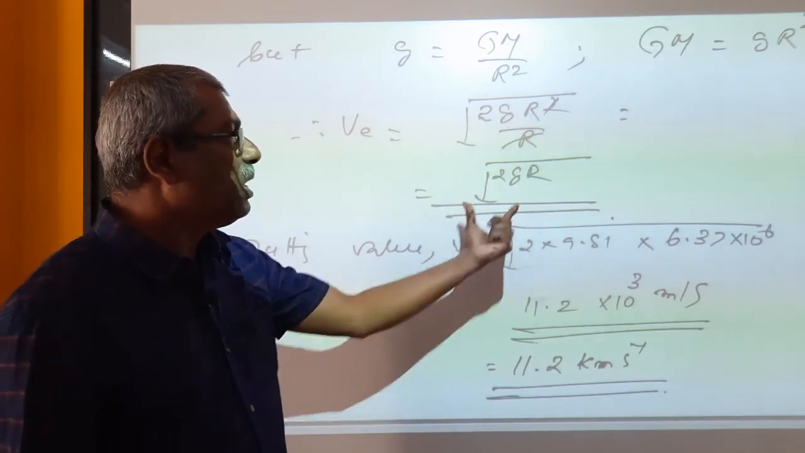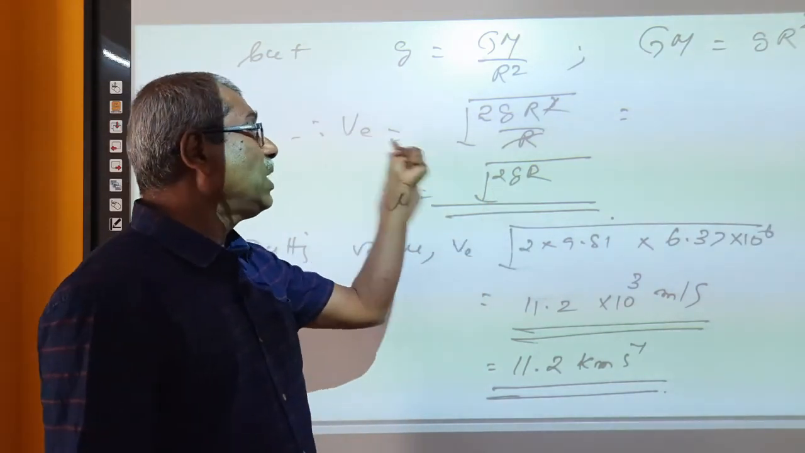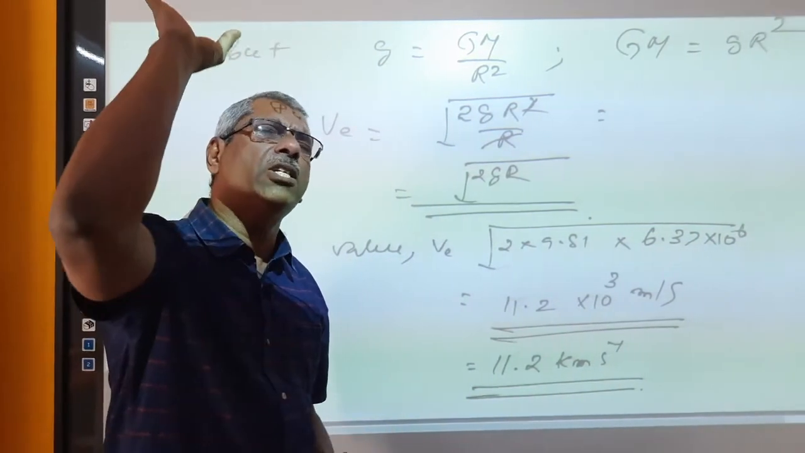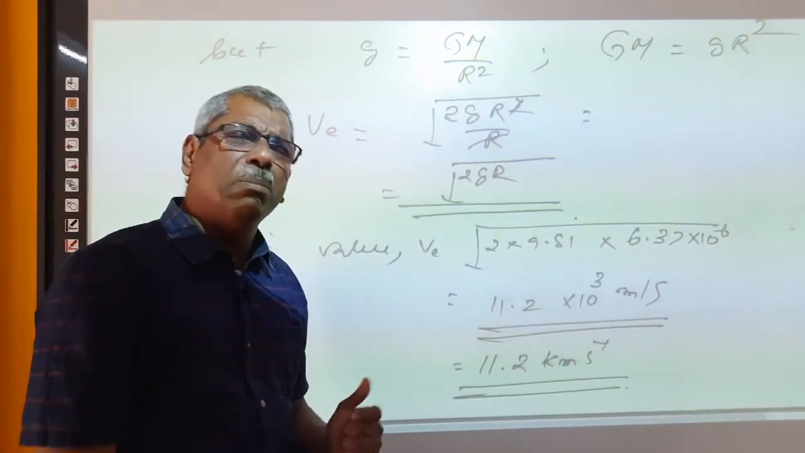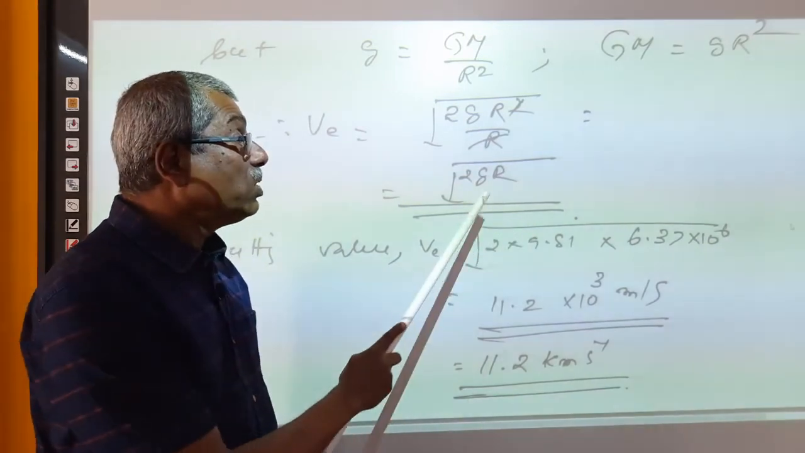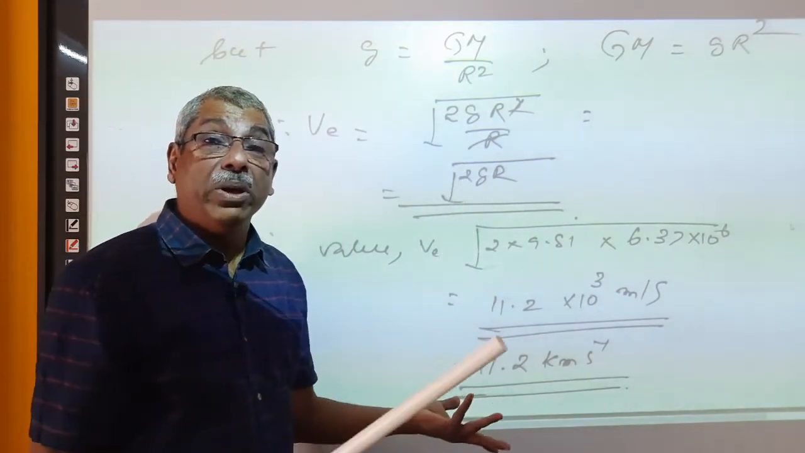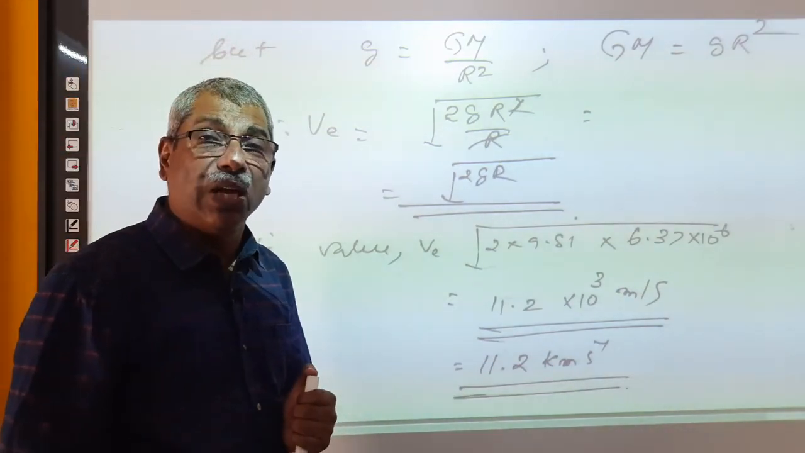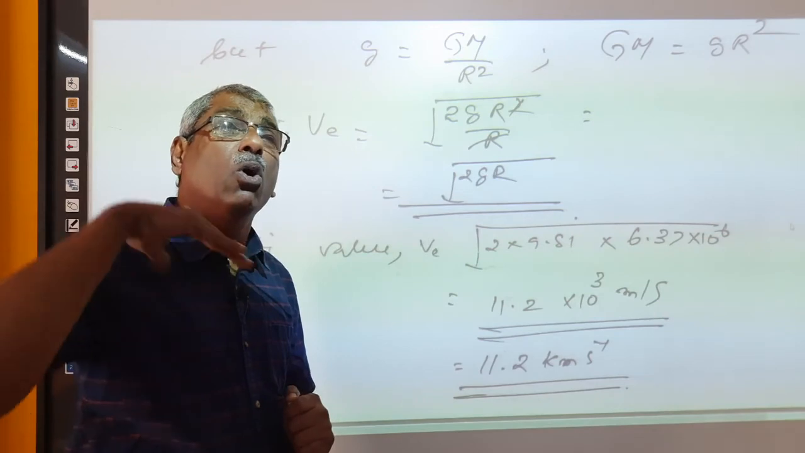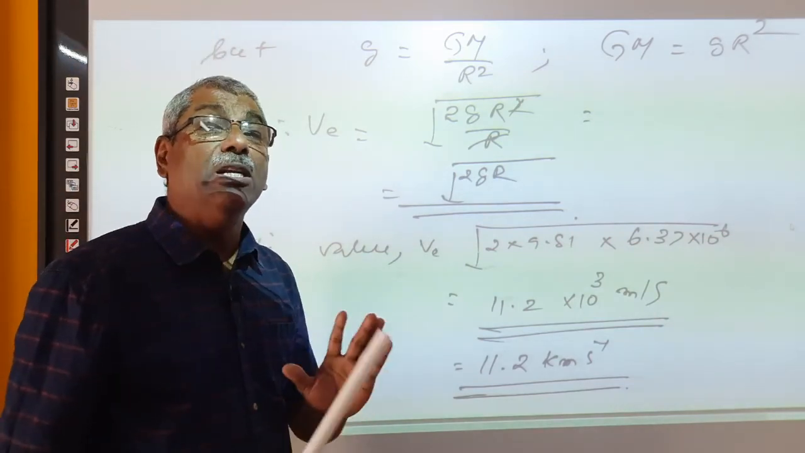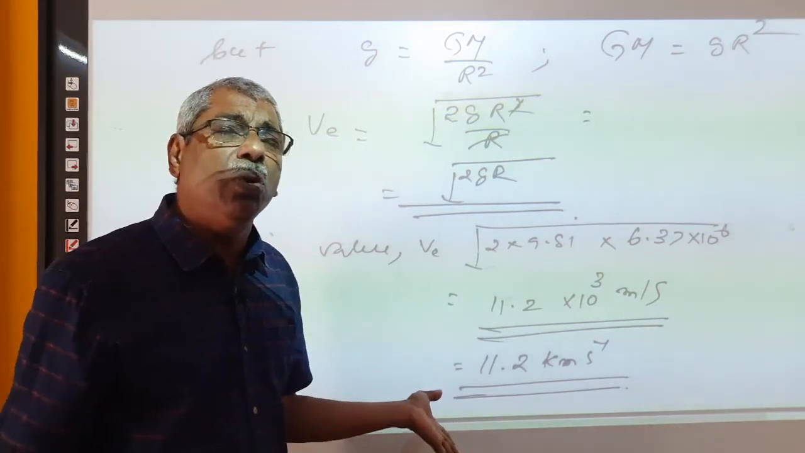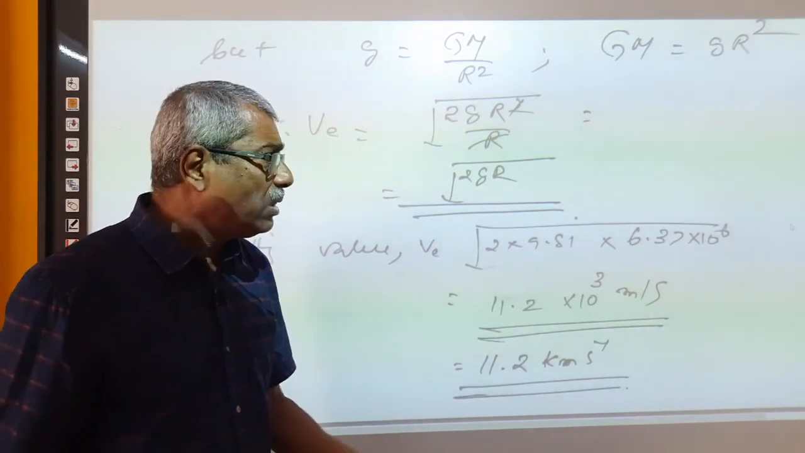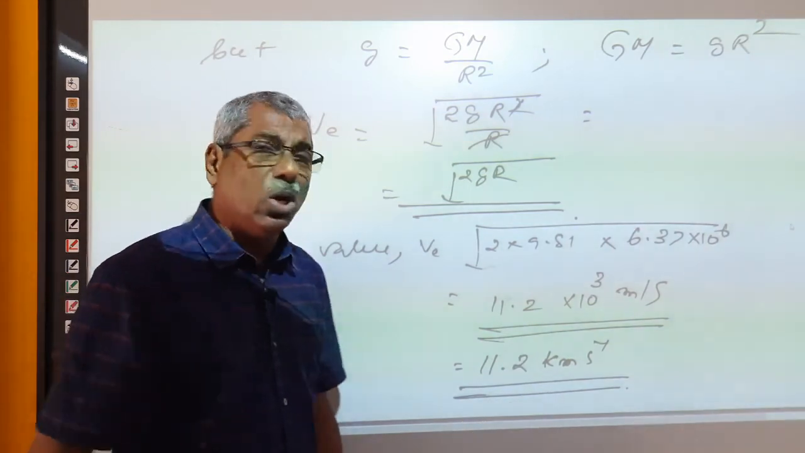Am I correct? One more thing you have to see is that the escape velocity is independent of the mass of the body. Any body is thrown out, whatever mass it may be, the velocity is always the same. A big body and a small body both projected outwards with the same velocity will go out of the gravitational pull, independent of the mass of the body. All the bodies have the same escape velocity on the surface of the earth, equal to 11.2 kilometer per second.